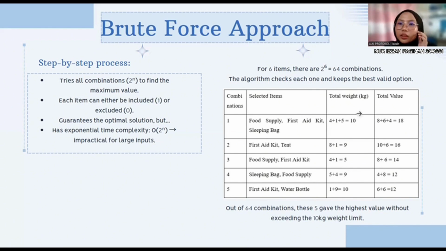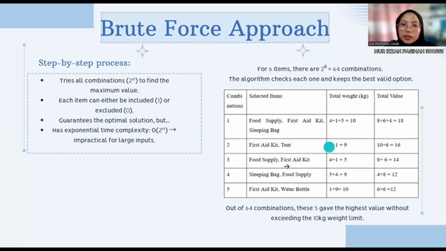So here, as you can see, this is the table of the top 5 valid combinations, where the total value and weight are among the highest. The first one is food supply, first aid kit, and sleeping bag, where the total weight is 10 kg and the total value is 18. The second one is first aid kit and tent, where the total weight is 9 and the total value is 16.